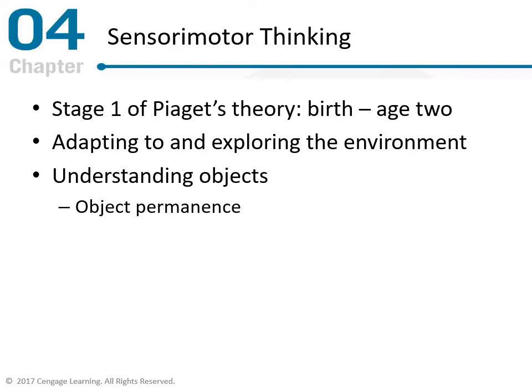So one of the things we want to go over is understanding objects. Now, I know what an object is. But to an infant, it's a huge and important thing to understand what objects mean in my environment. They're not people. They don't interact. So what are objects and how do I understand them? One of the main concepts is object permanence. And what that means is the understanding acquired in infancy that objects exist independently of our actions.